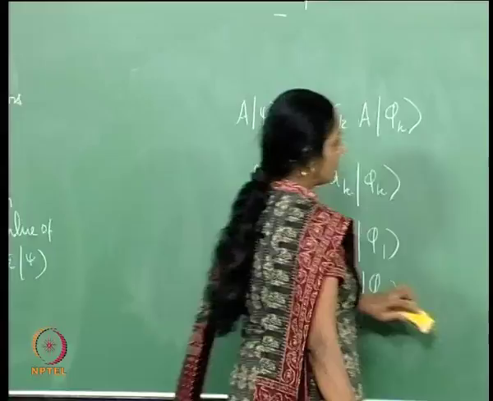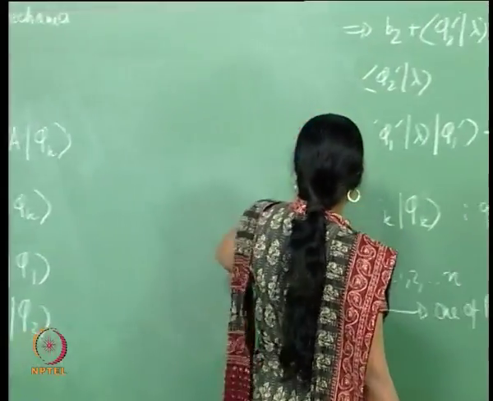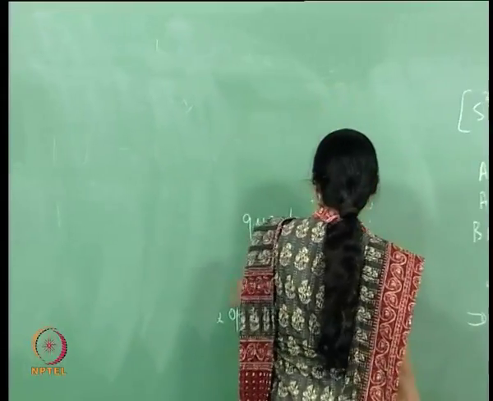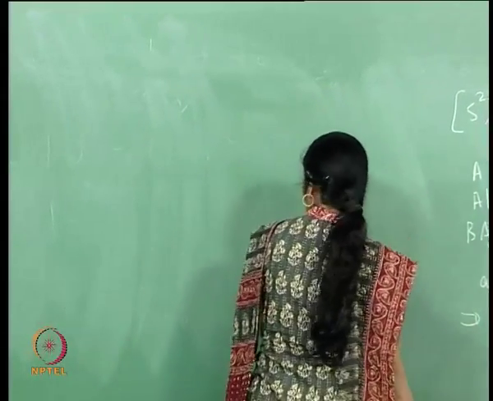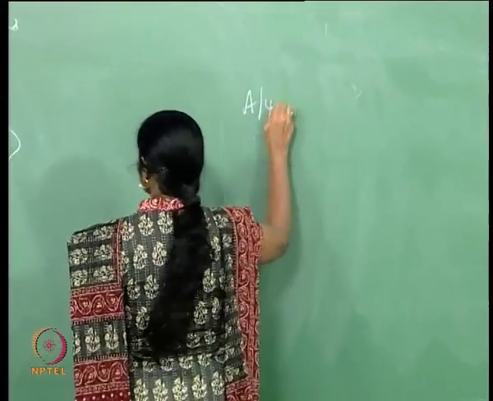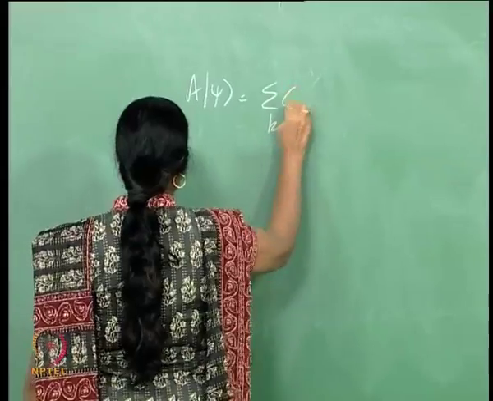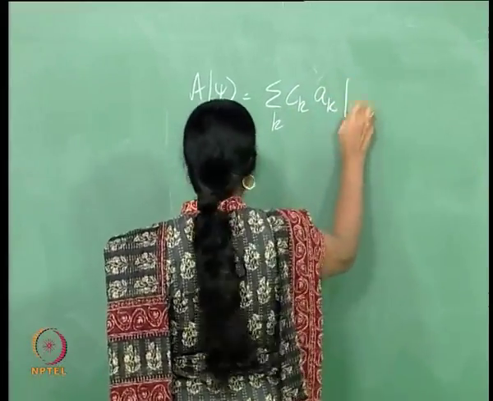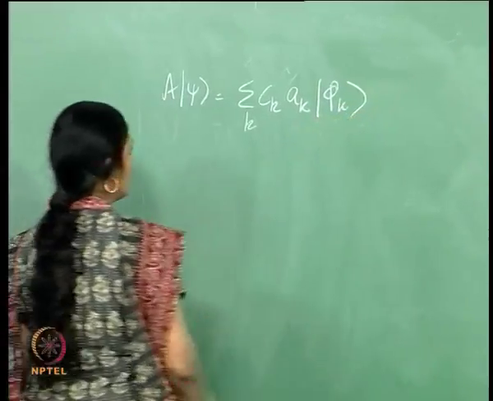But this object is clearly given in the following manner. A on ket psi is summation over k C k, and from these eigenvalue equations, it is clear that this is what I have.